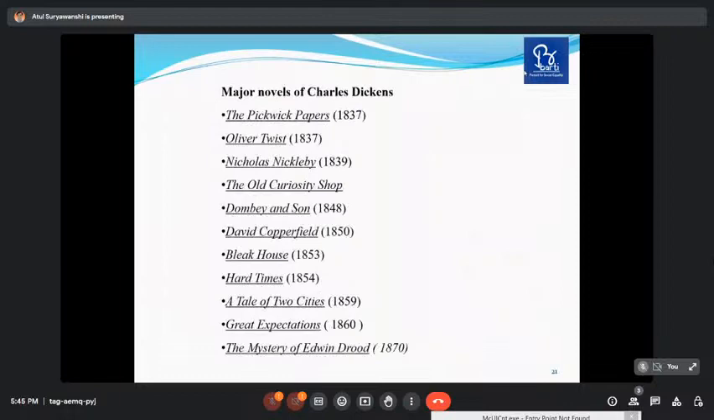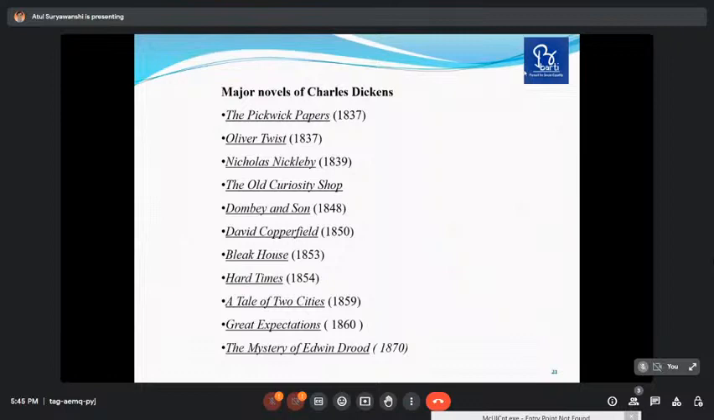Let's see the major works of Charles Dickens, which have been asked in the examination. Beginning from the Pickwick Papers. The Pickwick Papers was the beginning of Charles Dickens, when no one was ready to publish his work. It was published in 1837. Next in the series, also published in 1837, was Oliver Twist.